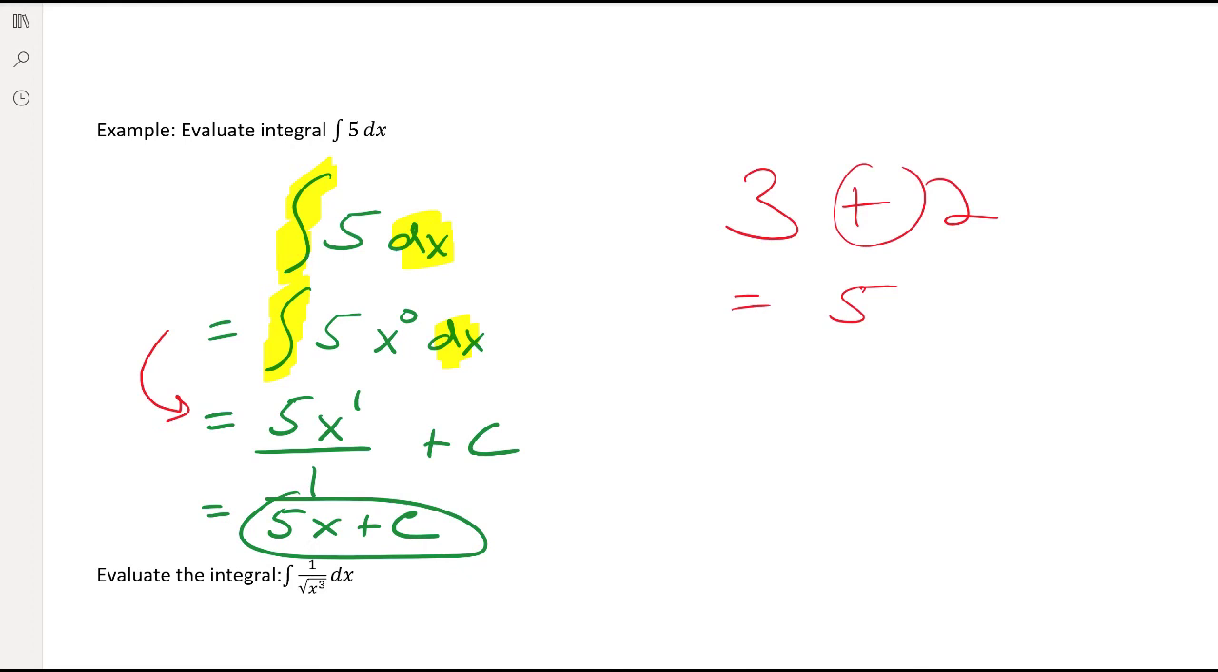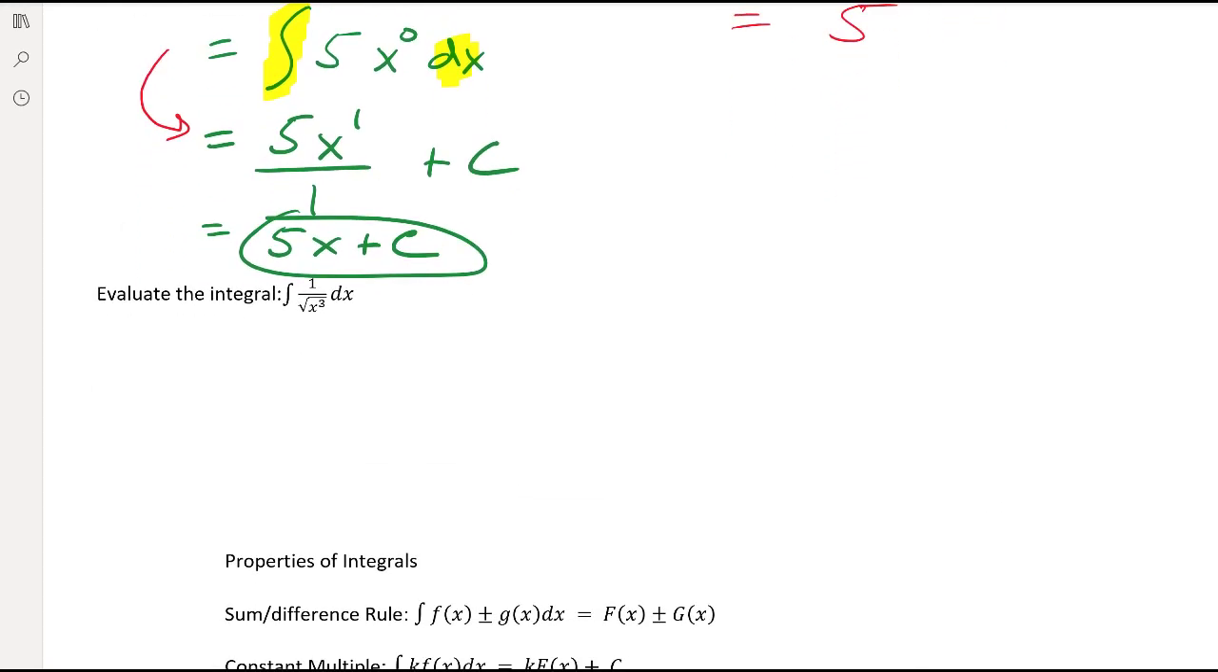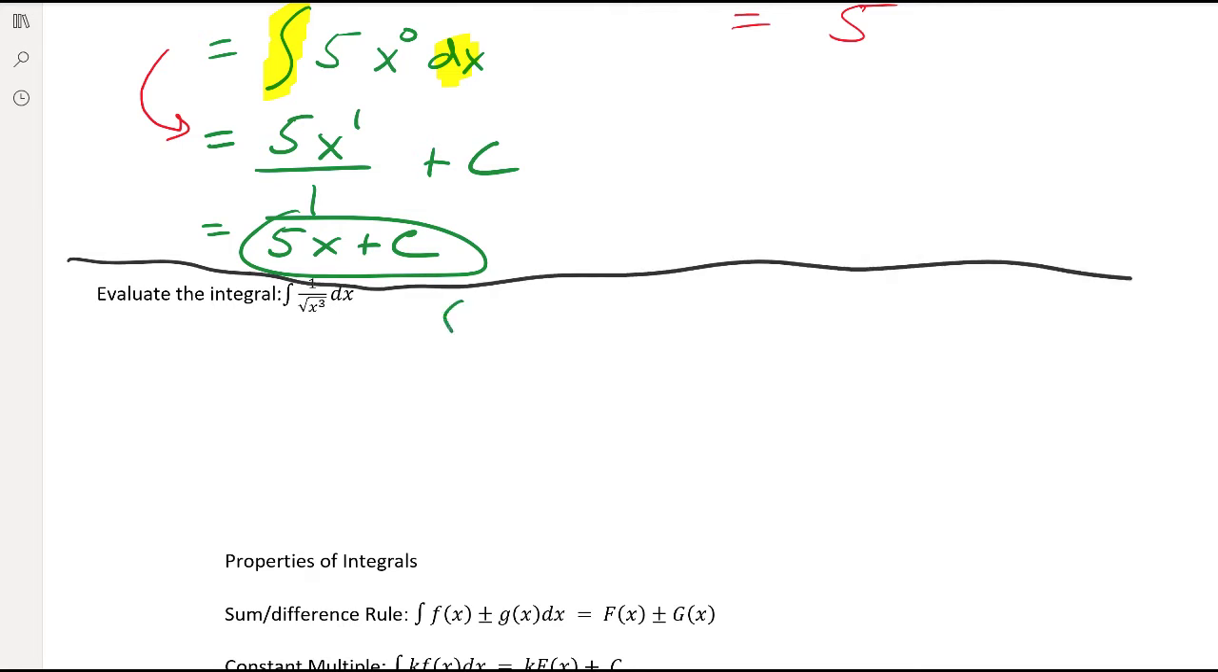All right, a few more examples. They want us to integrate the integral of 1 over the square root of x cubed. Okay, so let me just write this a little larger for us. Let's get a little break here. All right, so they want us to integrate 1 over the square root of x cubed dx.